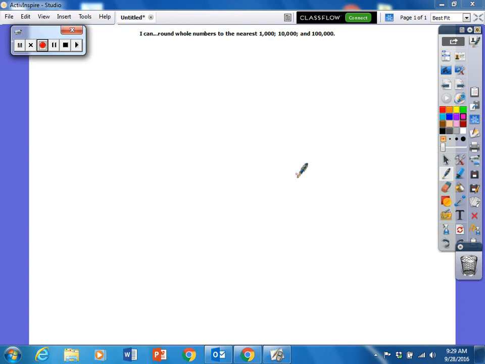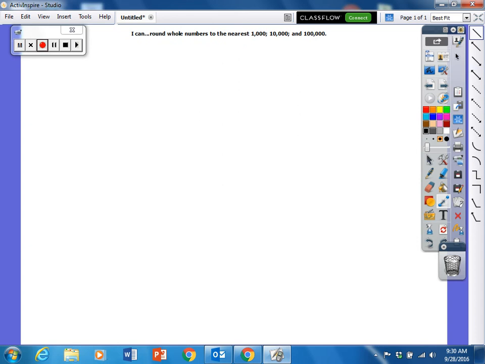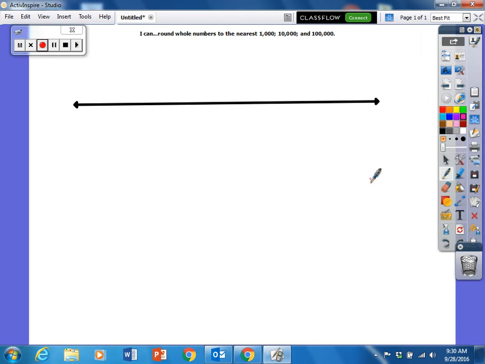Today, boys and girls, we are going to be working on the I can statement of I can round whole numbers to the nearest 1,000, 10,000, and 100,000. Now, rounding numbers is a review from 3rd grade. So what I'm going to do is create a number line, and by creating a number line, that allows me to set up my benchmark numbers. So I'm going to have an end here and an end here, and then my midpoint is here.